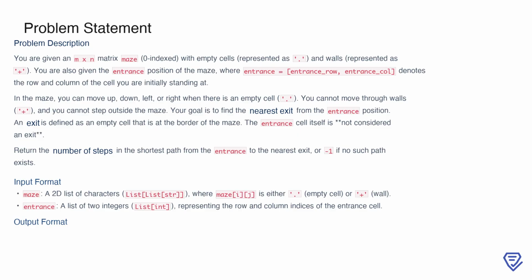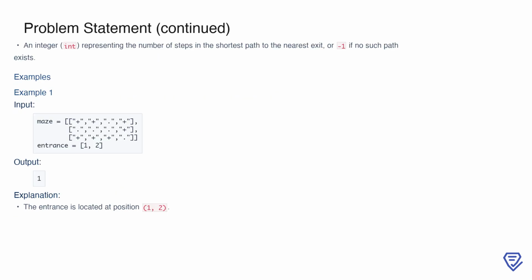The objective is to find the shortest path from the entrance to the nearest exit. An exit is any empty cell located on the border of the maze, but the entrance itself cannot be considered an exit. If no such path exists, you should return -1. The output for this problem is a single integer that represents the number of steps required to reach the nearest exit from the entrance. If there is no valid path to any exit, the output should simply be -1.